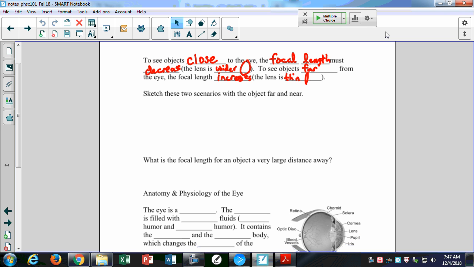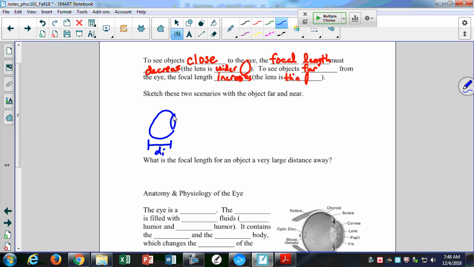But the eye, you can't change the image distance. Because the image distance for your eye is always going to be the distance from the lens to the retina. So the image distance for your eye is always going to be this distance. And so when I want to change where the object that I'm looking at is, whether it be near or far, I can't change the image distance. I have to change the focal length.